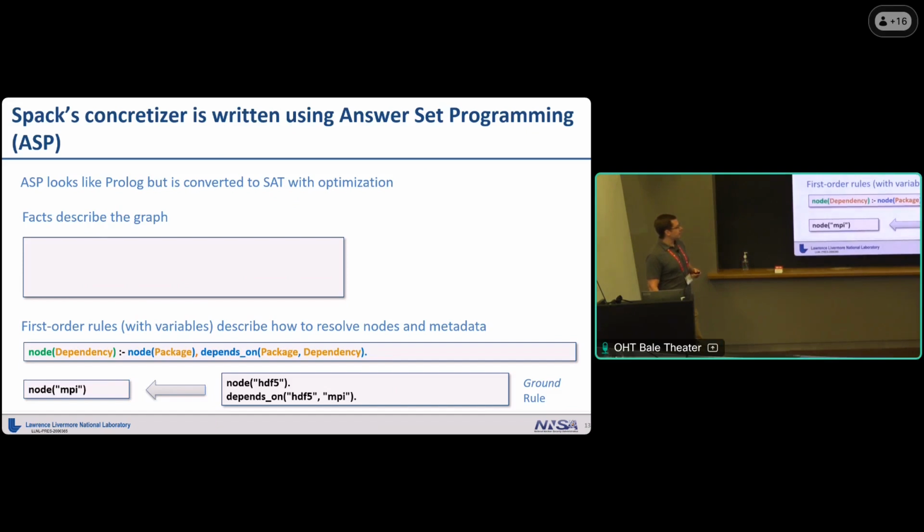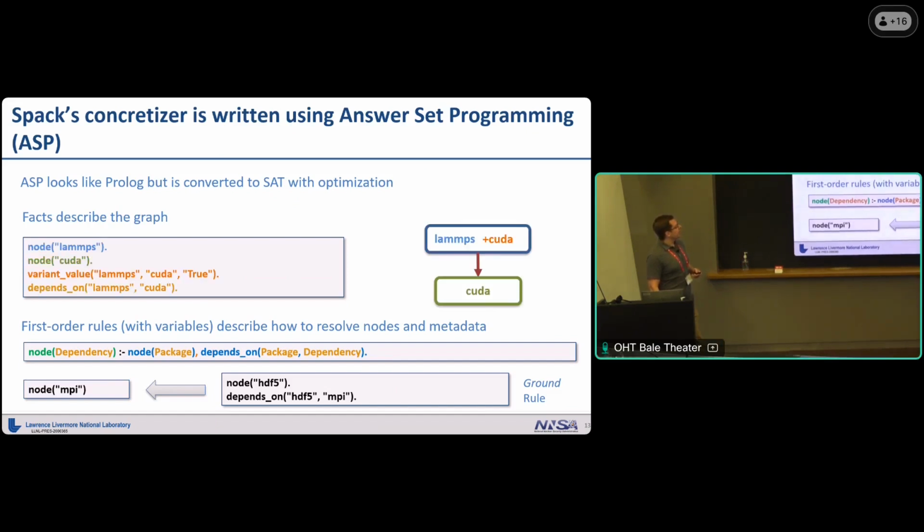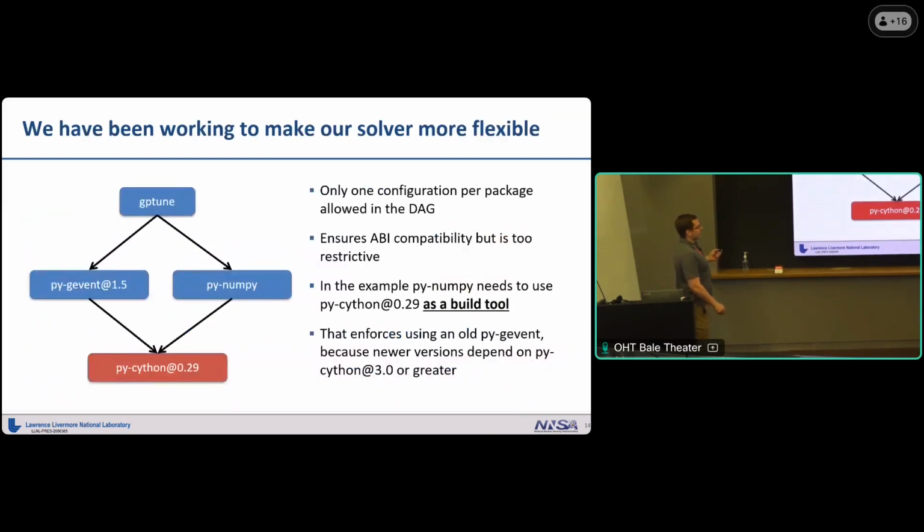it's kind of black magic in a sense, in that it kind of shouldn't be solvable, but it is. But these facts, which come from package.py and variant values, get processed through first order rules, and that can resolve nodes and metadata, and that can help build out a DAG, and then Spack will figure out how to build. And so this is great because you get very precise builds, and you can get ideally reproducible builds.